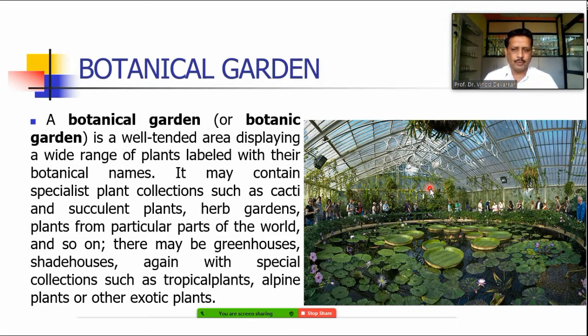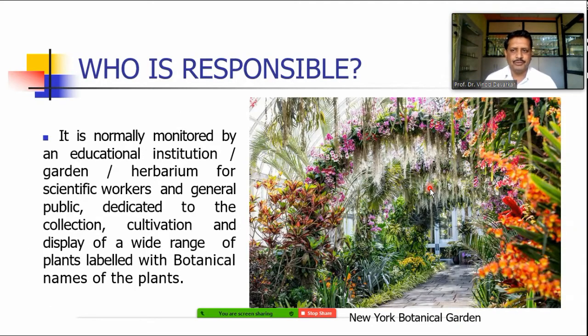It is normally monitored and maintained by educational institutions, or it may be the botanical garden itself, which are generally public and dedicated to the collection and cultivation of plants, along with their aesthetic sense, and display a wide range of plants labeled with botanical names on plates.